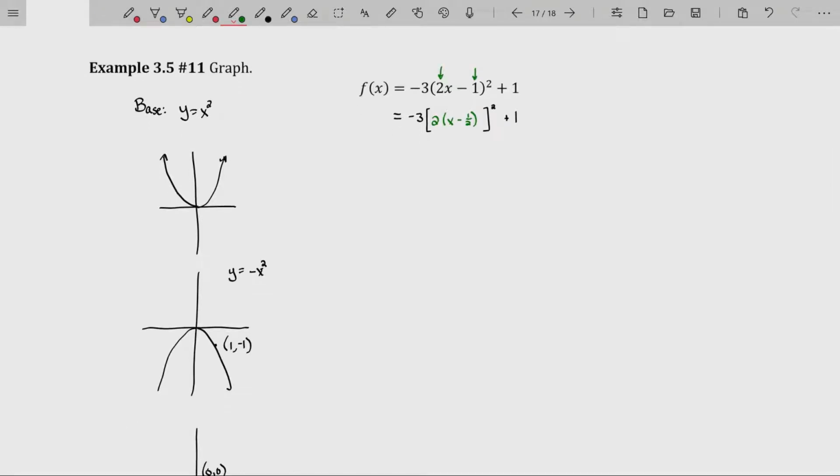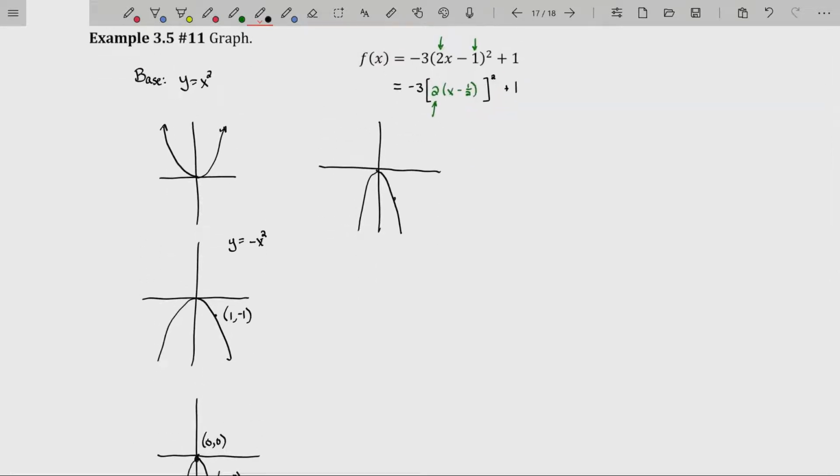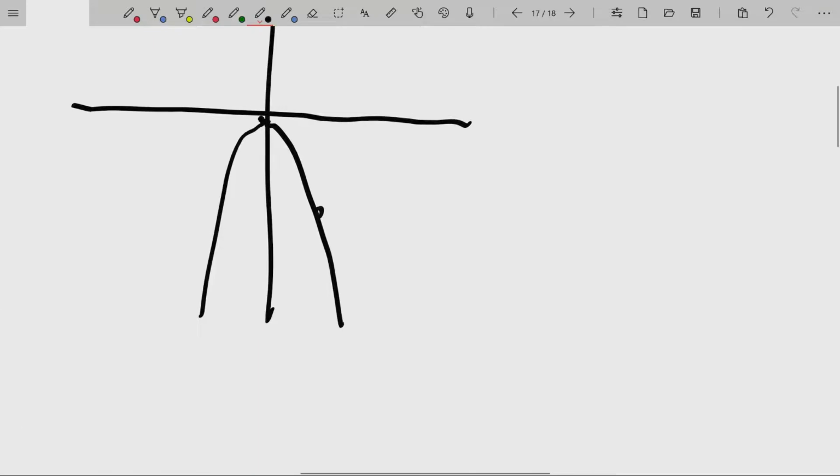So let's go ahead, because we've already done the vertical reflection. We've already done the vertical stretch. Now I'm going to do the horizontal compression. Remember, that's a compression by a factor of 1/2. So I'll write that down below here. All the x values get multiplied by 1/2. So again, it still goes through 0, 0. I'm not going to mark that. But this x value, which was 1, is now 1/2. And the y value is still negative 3 there.